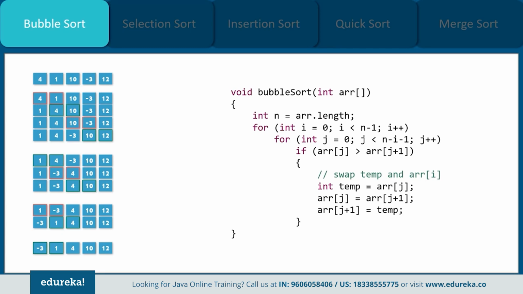So what we are doing is just comparing the adjacent elements. If one is found to be lesser than the other, you swap them. Let's try to write a small code snippet on bubble sort and see how it's going to work for us.